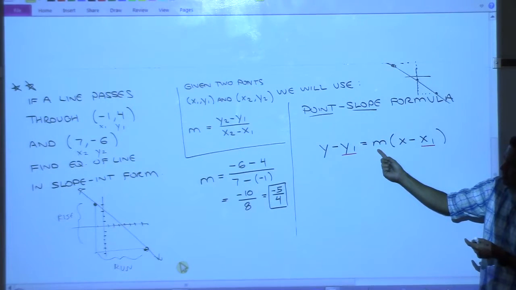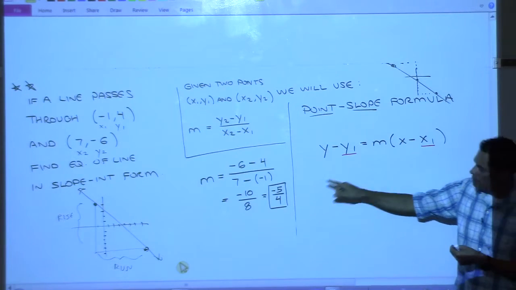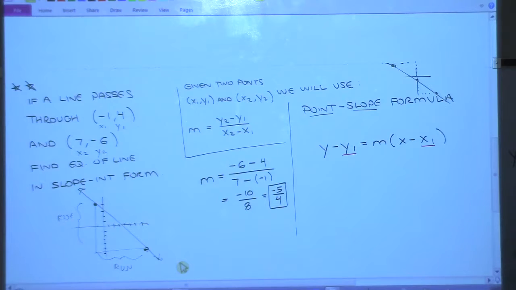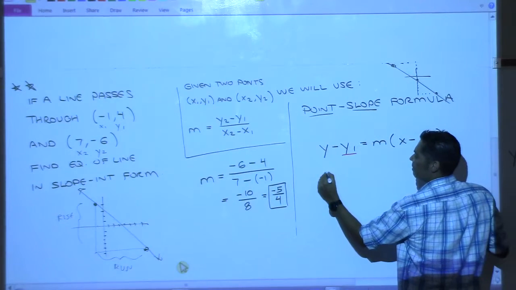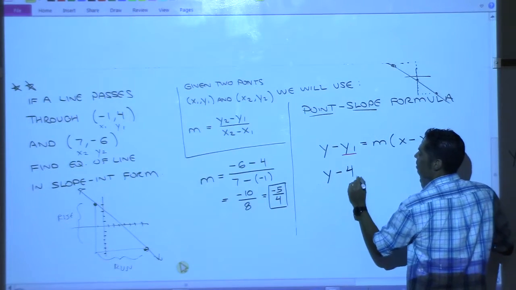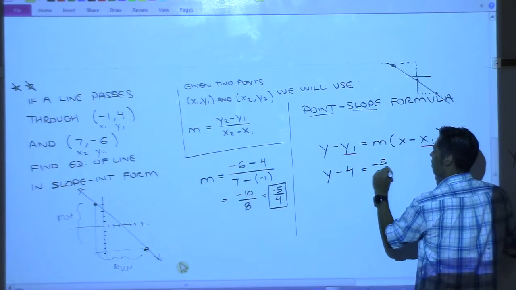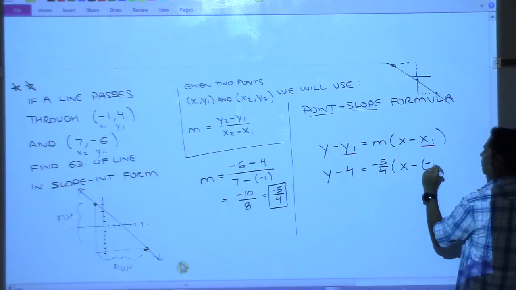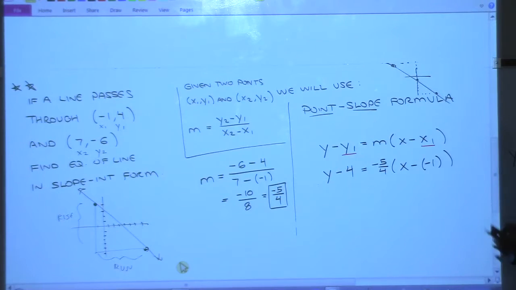So we just calculated that, right? It's -5 over 4. So we're just going to plug those numbers in, and we will have the equation, right? Okay, so I'm going to do this now. Y take away 4 equals m, -5/4. Then x take away -1. So that's just plugging all our information in.